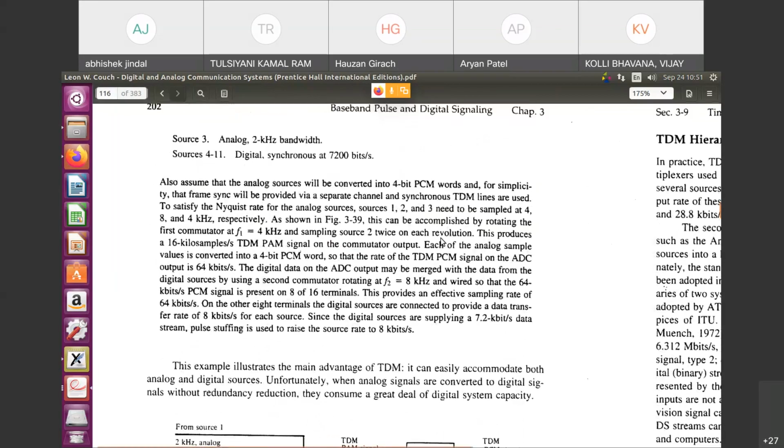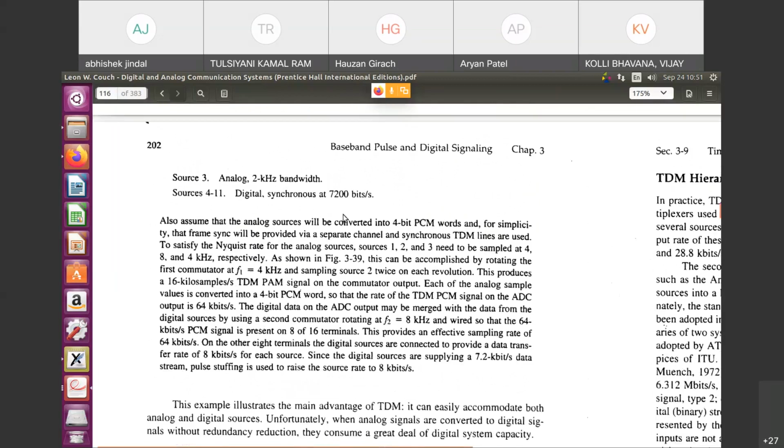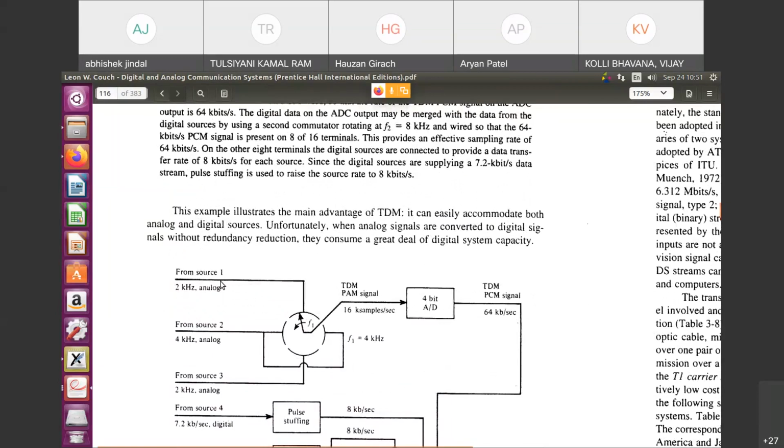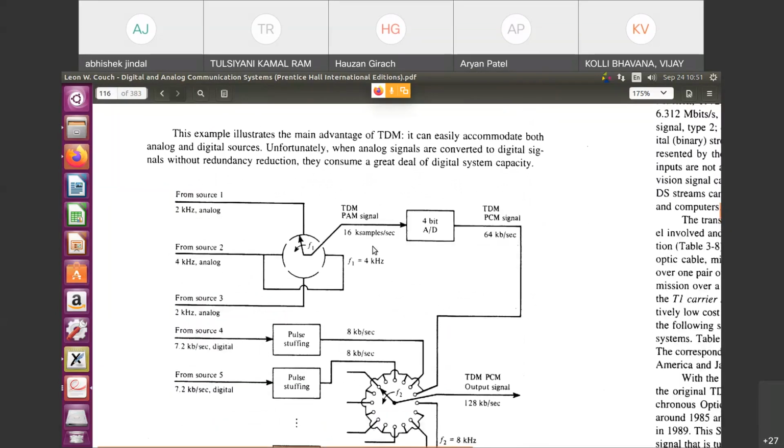Now why? Because we are using a 4-bit PCM word. It is given in the question. It also assumes that the analog sources will be converted into 4-bit PCM words. So if each source is using a 4-bit word and I am collecting 4 samples in one revolution, each sample has 4 bits, so 16 bits will be generated in each cycle, and it is having 4,000 cycles. So that is where the 16 kilosamples per second comes from.